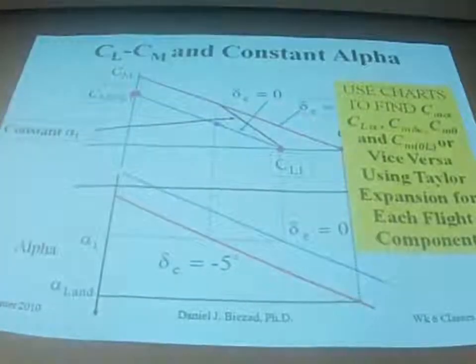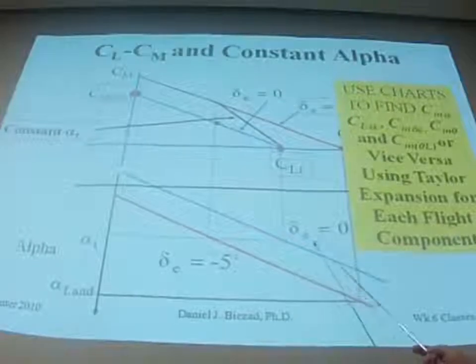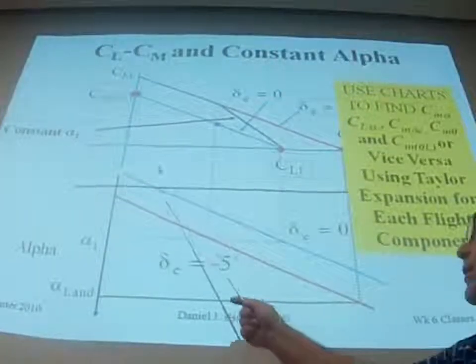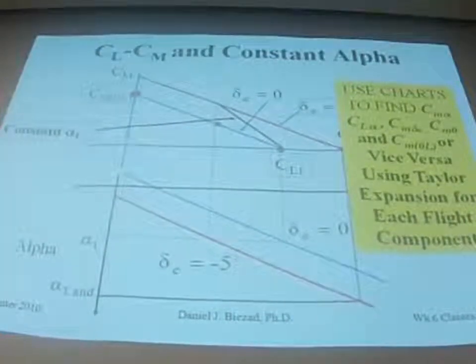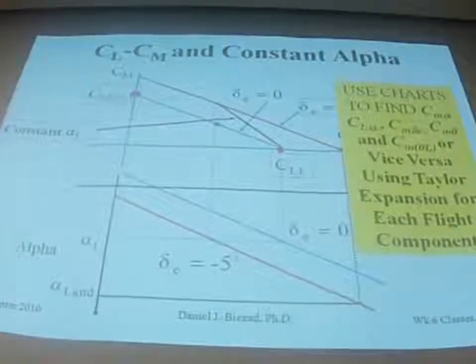CL0. CL0, there's the lift curve. I want the lift at 0 angle of attack and 0 elevator deflection. It's going to be right there. Make sure you don't have an elevator deflection when you pick this curve. So that's the value right there, CL0.